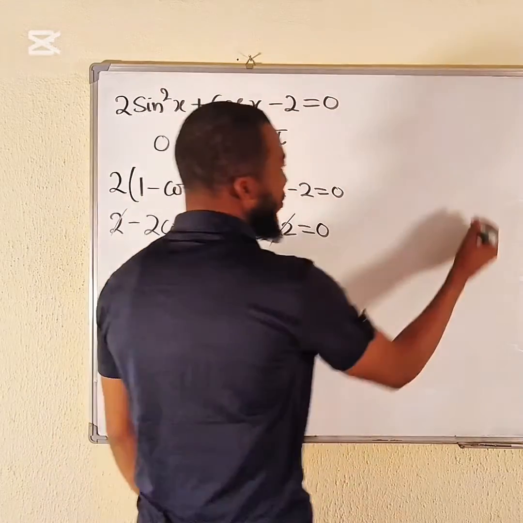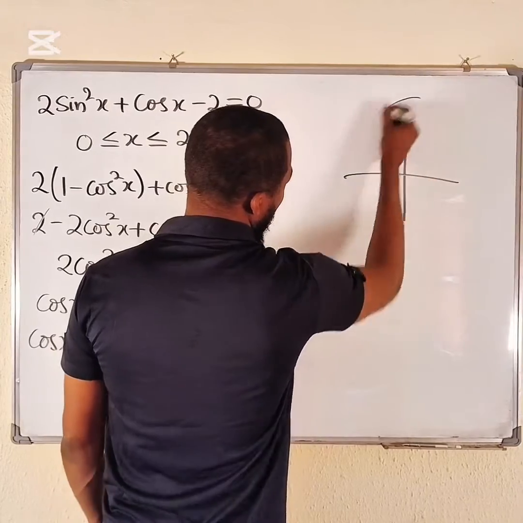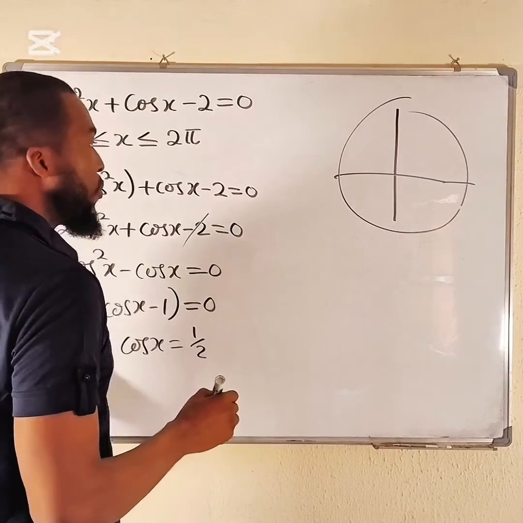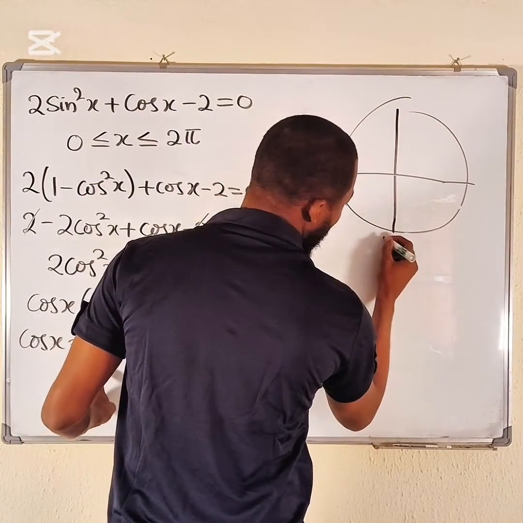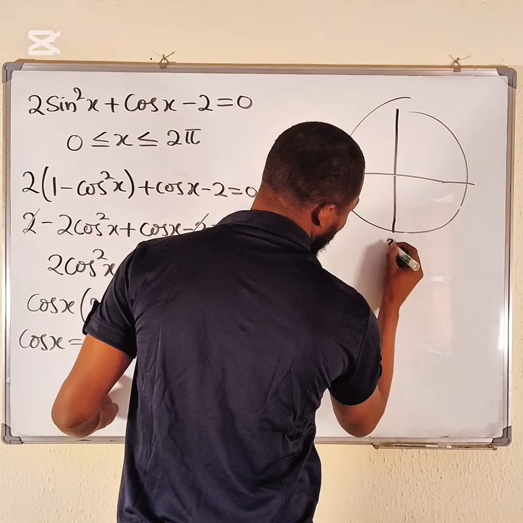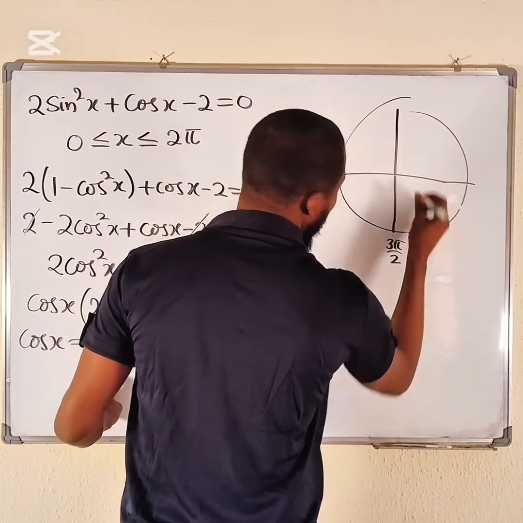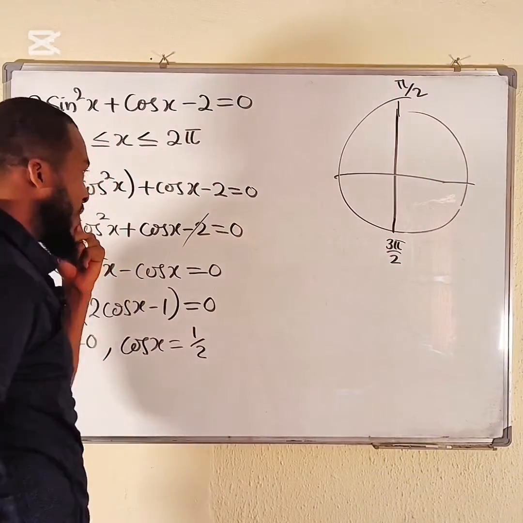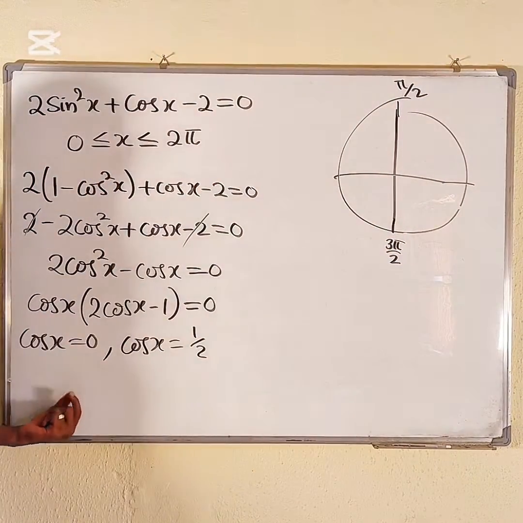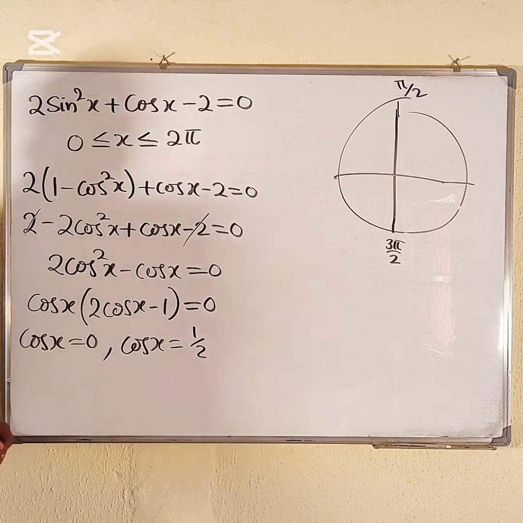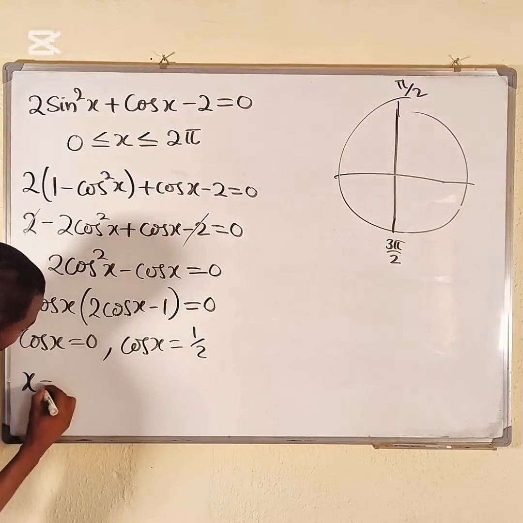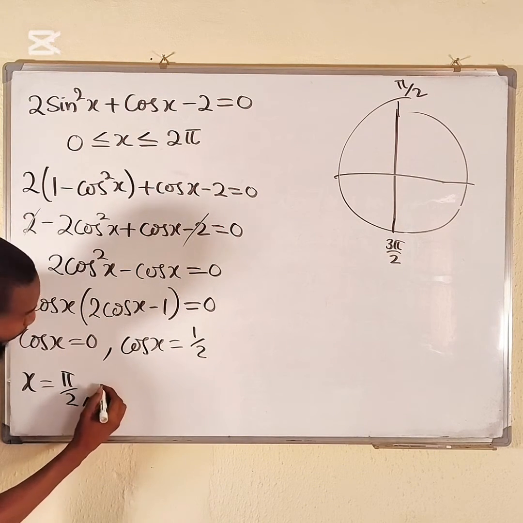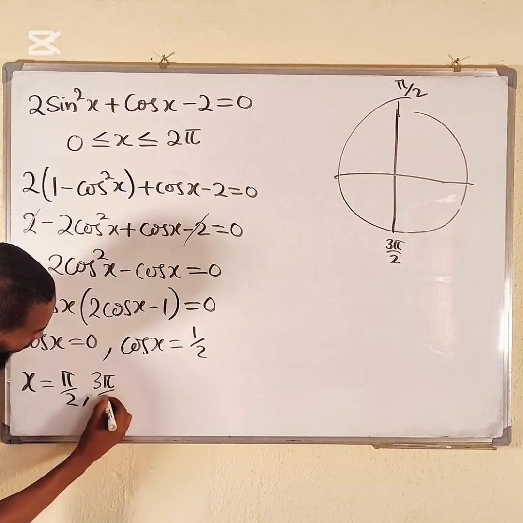Let me use my unit circle. Cosine is 0 where and where? Here at 3 pi over 2. Here at pi over 2, right? These are the only 2 places where you can find cosine of an angle to be equal to 0. So our first solution, x equals pi over 2, 3 pi over 2.